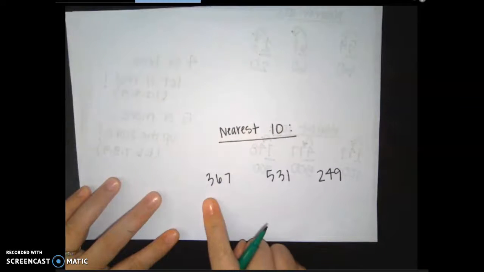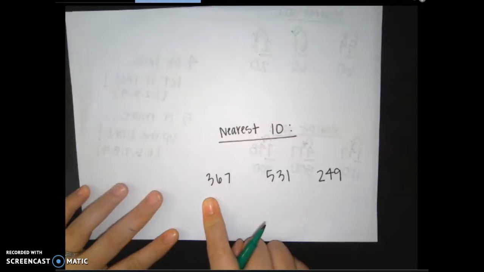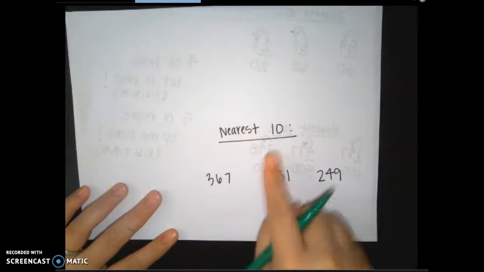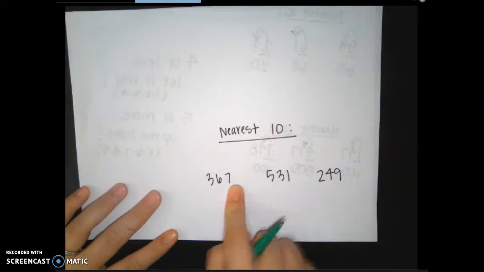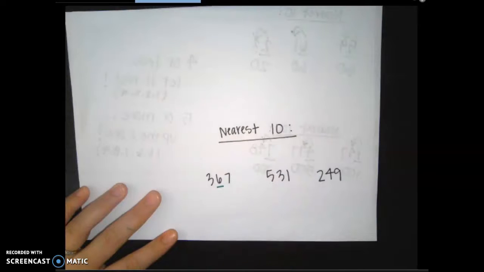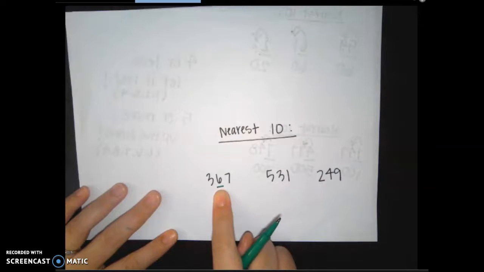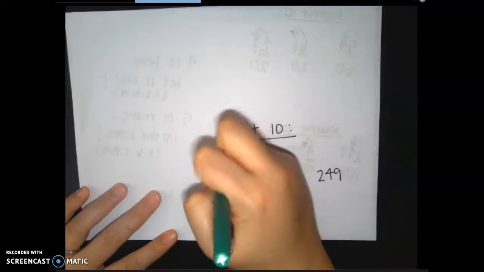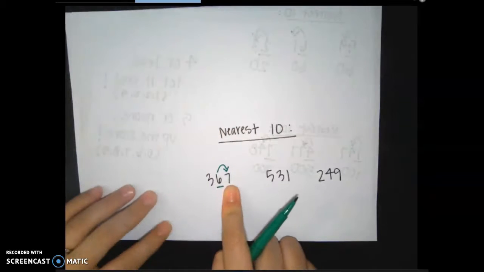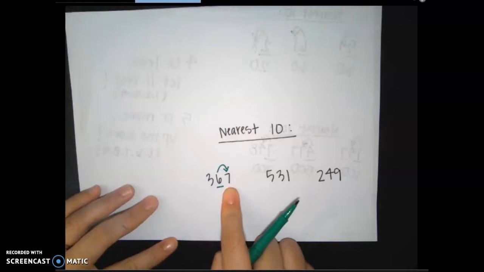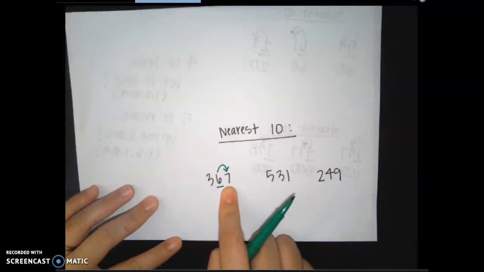Now let's look at this. We're going to round these to the nearest 10. I have 3 digits, so these are in the hundreds place value, but I'm only going to be rounding to the nearest 10. So 367. I'm going to underline my tens place value and put an arrow to the place value on the right. 367. Well, 5 or more, up the score, so 7 tells me to go up.